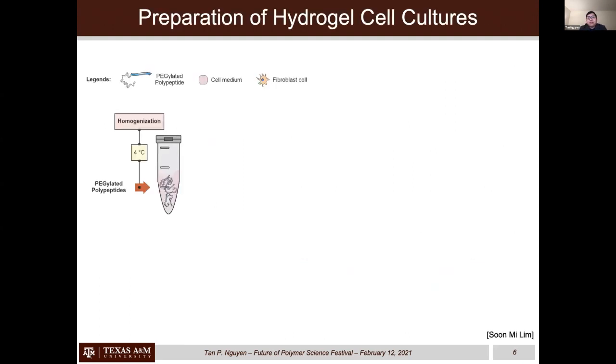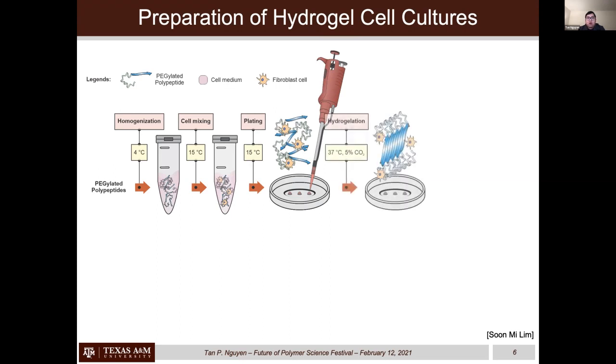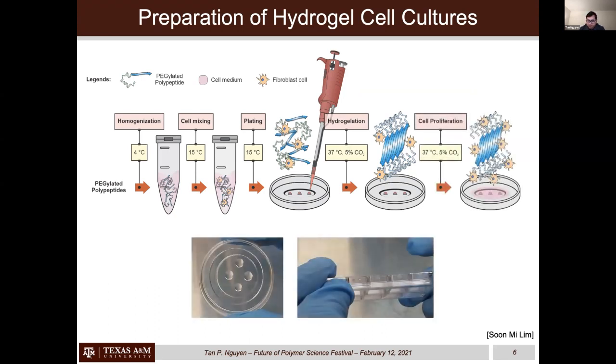To fabricate the cell cultures with the P30 4%, we first homogenize the polypeptide in cell media, then mix it with the cells, followed by plating as droplets on the culture dish. All of this happens at low temperatures, and the droplets are left to gel over an hour at 37 degrees C, followed by fluorescence imaging to monitor the cell proliferation over time.